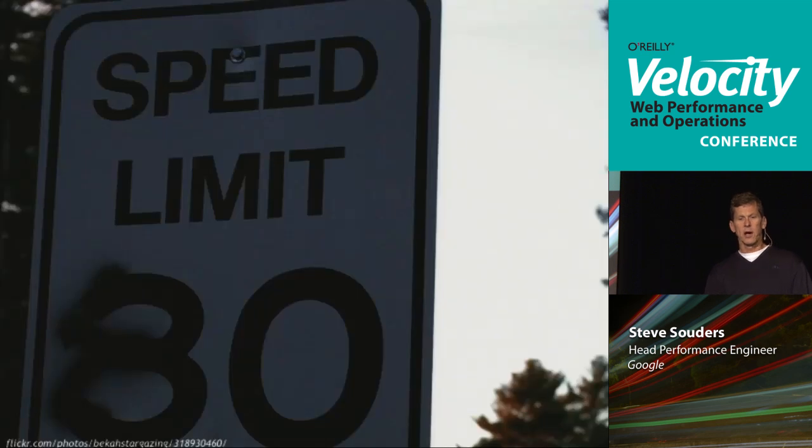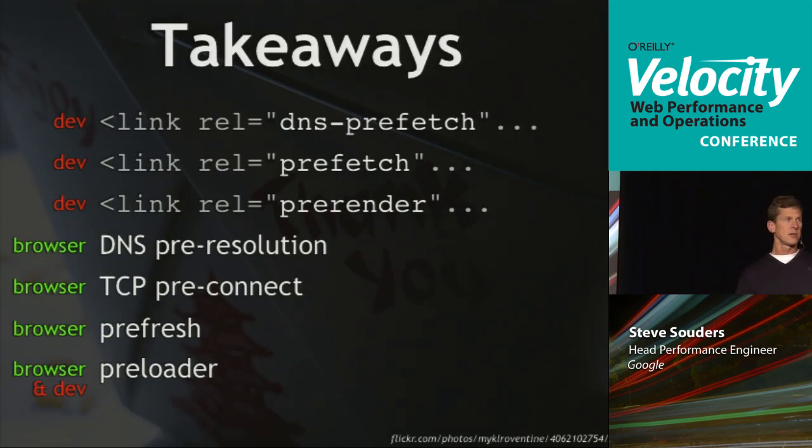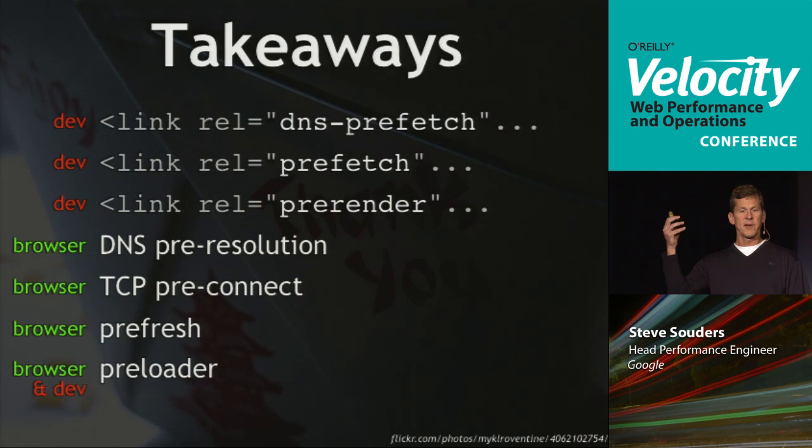Okay, so if you're like me and you want to take slow things and make them fast, I think this is a place we need to look going forward, especially if we want to compete with native applications. And so as developers, we should think about link rel DNS prefetch, prerender. Anyone here who works on a browser or talks to browser vendors, make sure to continue to work on DNS pre-resolution, TCP preconnect. Prefresh is a new idea. All the code is out there in the Chromium project. And as developers and browser developers, we need to work together on the preloader and understand how that works.